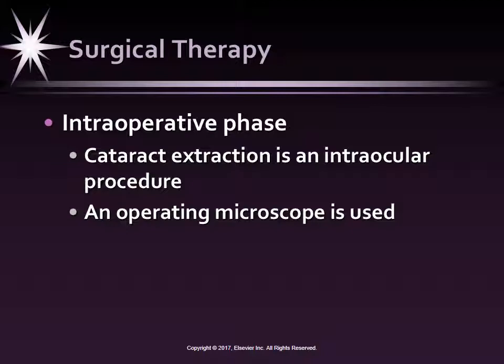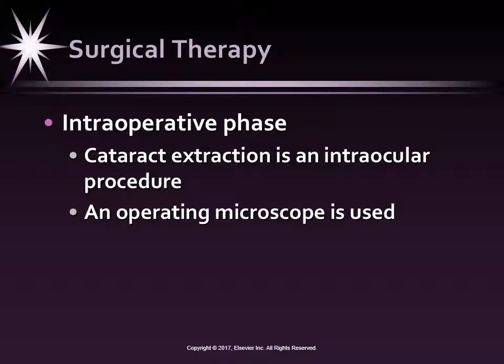Cataract extraction is an intraocular procedure. The interior capsule is open and the lens nucleus and cortex are removed, leaving the remaining capsular bag intact. In extracapsular extraction, the surgeon removes the lens nucleus, in which the nucleus is fragmented by ultrasonic vibration and is aspirated from inside the capsular bag. The remaining cortex is aspirated with an irrigation and aspiration instrument.